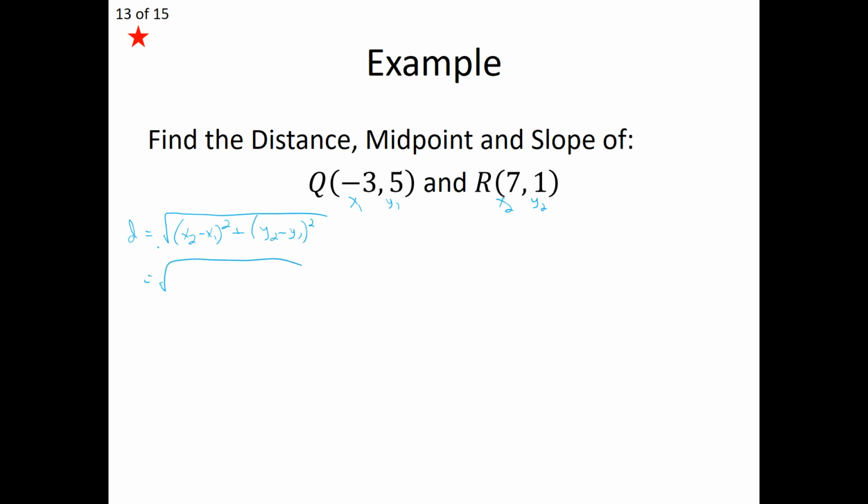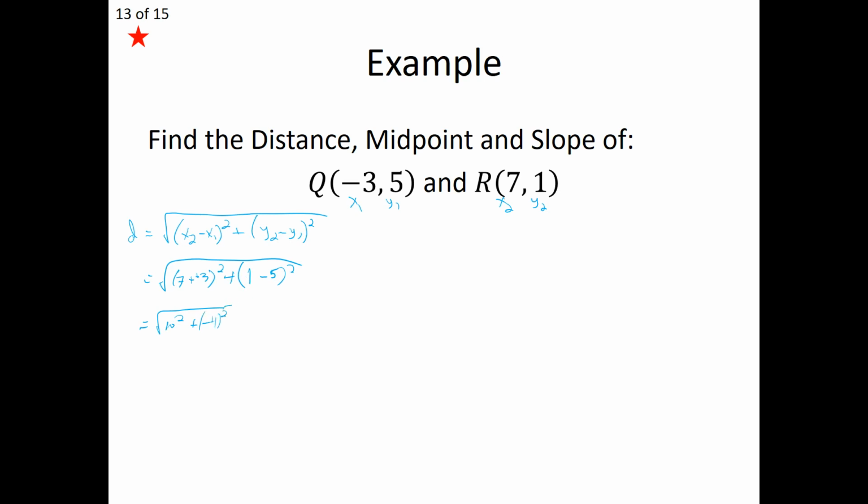So we've got x sub 2, which is 7, minus x sub 1, which is -3, squared. We've got y sub 2, which is 1, minus our y sub 1, which is 5, squared. And we're going to then evaluate that. 7 minus the -3 is adding a positive, so that's 10. So we get 10 squared plus 1 minus 5 is -4, -4 squared.